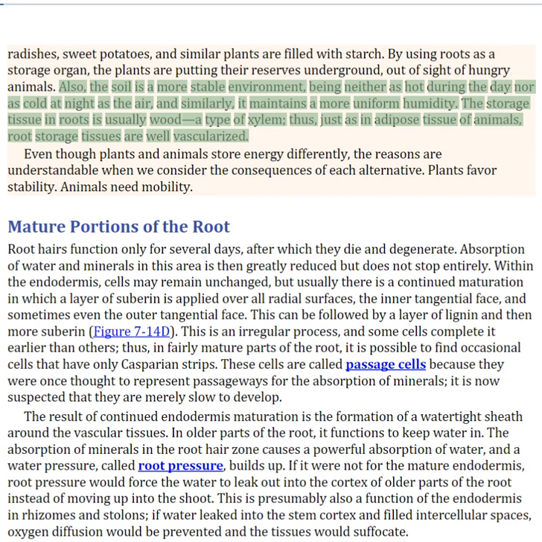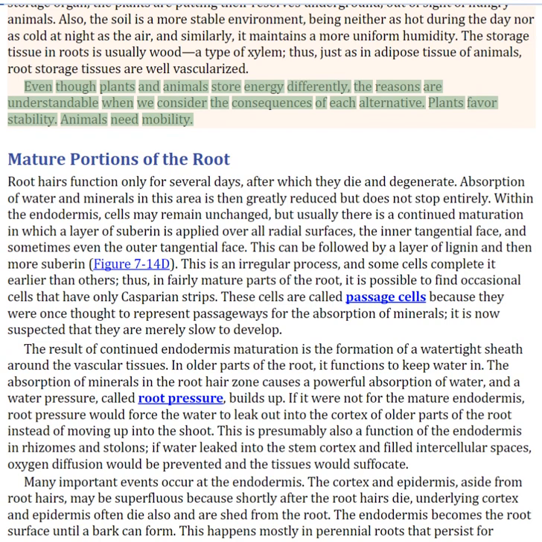The storage tissue in roots is usually wood, a type of xylem. Thus, just as in adipose tissue of animals, root storage tissues are well vascularized. Even though plants and animals store energy differently, the reasons are understandable when we consider the consequences of each alternative. Plants favor stability. Animals need mobility.